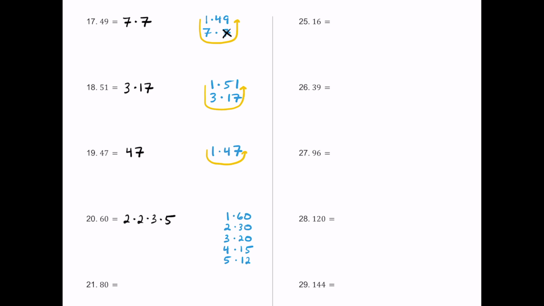Is there a 6? Well, let's see. Oh, 2 times 3 is 6. So 2 times 5 is 10. So 6 times 10 gets you 60. There's no 7, which is prime. To get 8, you need to have 3 2s, but we only have 2 2s. And to get 9, you'd have to have 2 3s, but we only have 1 3. So I think we are done. And we have a list of 12 factors here for the number 60.